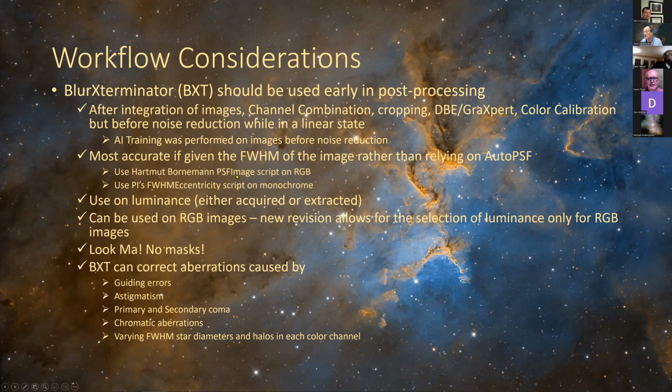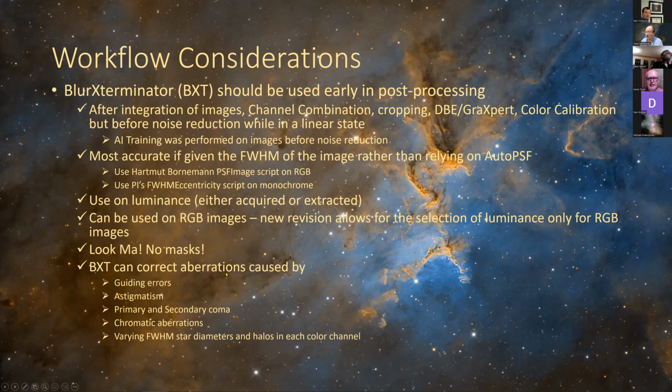Now, I use the Hartmut Bernhard PSF Image script on an RGB, but I really use PI's FWHM Eccentricity script on monochrome, because again, we're going to do this on the luminance. That's going to be a monochrome image. I use it on the luminance, either acquired or extracted. And it can be used on RGB. The new revision allows for a selection of luminance only for RGB images. But the big thing here is Lumina, no masks.